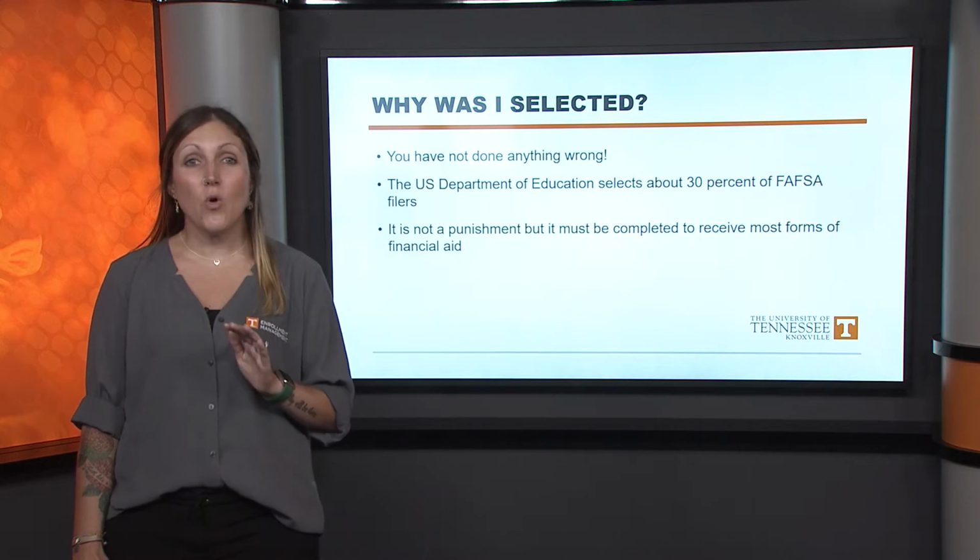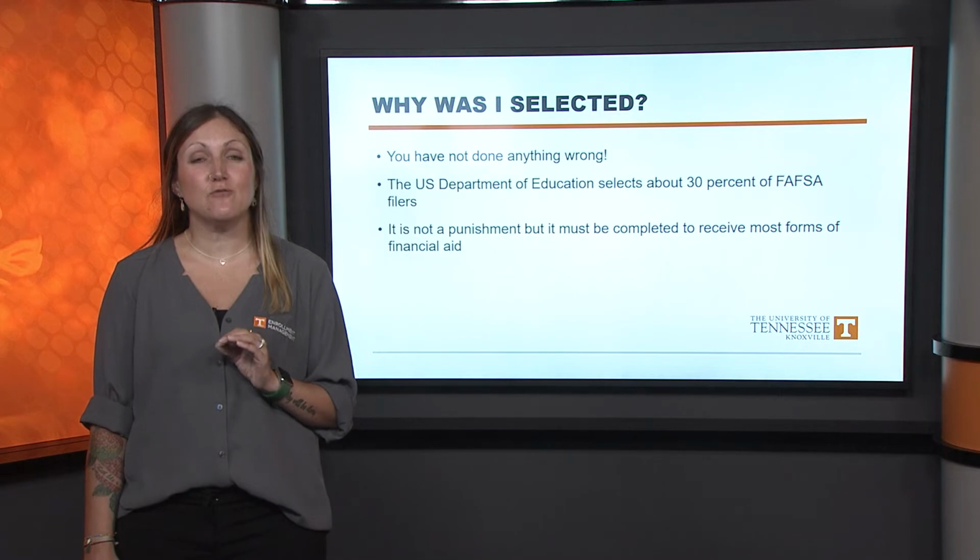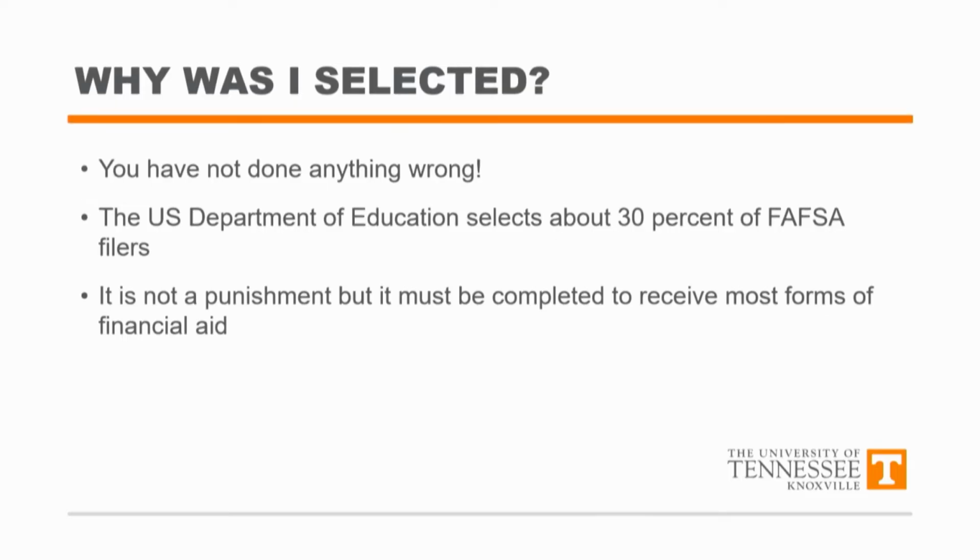You're not in trouble. You're not going to get calls from people saying you're in trouble. So just really know that you didn't do anything wrong to be selected for verification. 1 in 3 FAFSA applications are randomly selected by the Department of Education to be verified. And like I mentioned, that means that we're just verifying the information that you submitted on your FAFSA application.